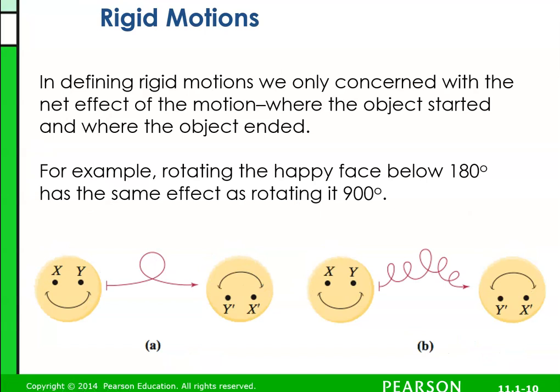In defining rigid motions, we are only concerned with the net effect of the motion: where the object started and where the object ended. For example, rotating the happy face below 180 degrees has the same effect as rotating it 900 degrees. But again, we just look at the starting and the ending. We don't care about what happens in the middle. Okay?